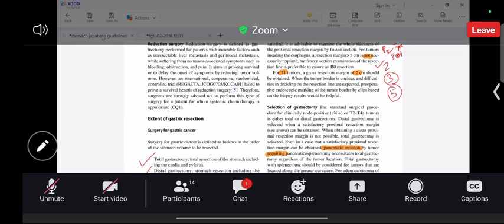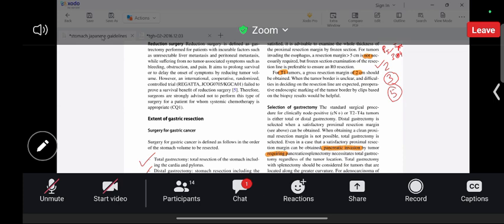Then selection of gastrectomy. The standard surgical procedure, as we all know, for clinically node positive T2 to T4A tumors is either total or distal gastrectomy based on the location of the tumor. So distal gastrectomy is selected when a satisfactory proximal resection margin can be obtained. When obtaining a clean proximal margin is not possible, total gastrectomy is selected.